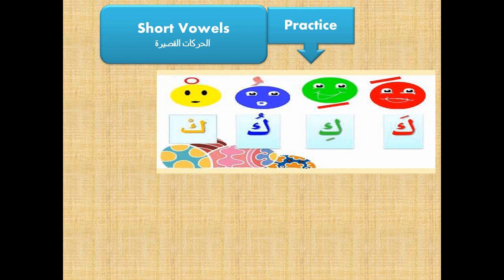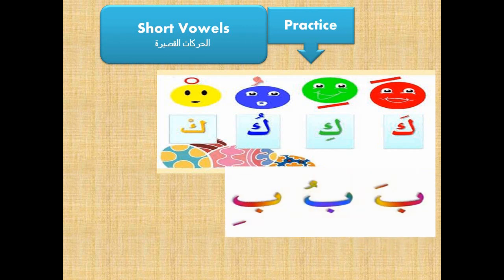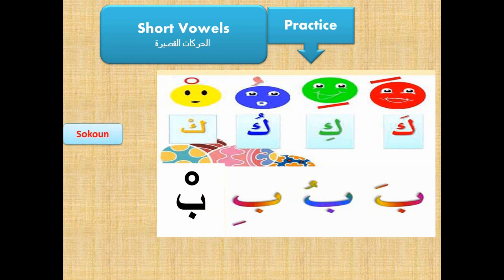Anyway, let's give some examples. For example, here, if you studied the previous lesson, you can discover this is the letter Ba. So look at this letter. Above this letter, we have Ba, Fatha, we have Bu, Damma, Bi, Kasra. Right. And for the last one, this is B. Sukun, it is like a small circle above the letter. So we call it Sukun. So here we have K, and here we have B.